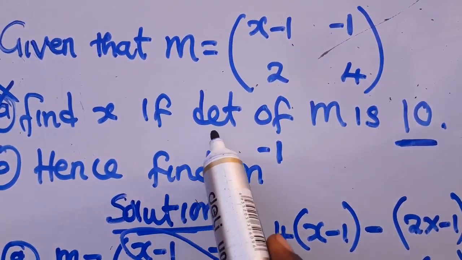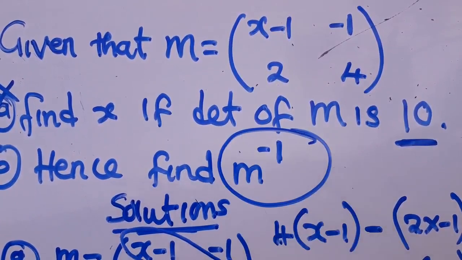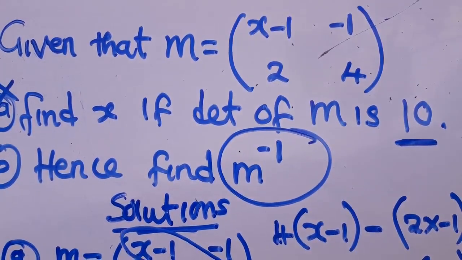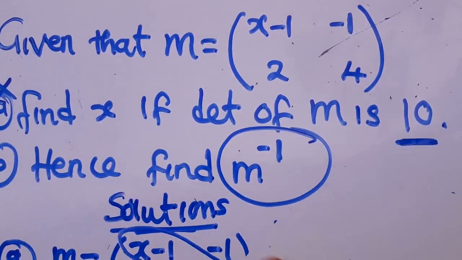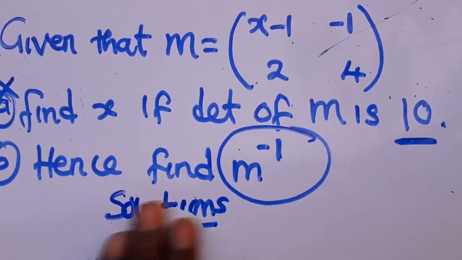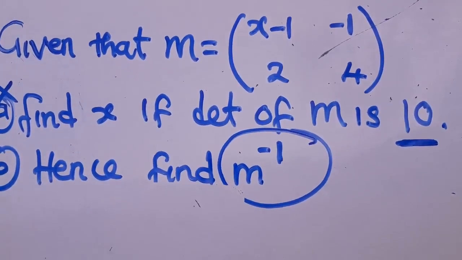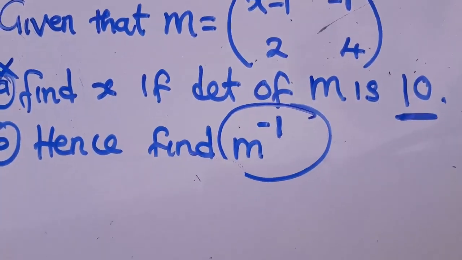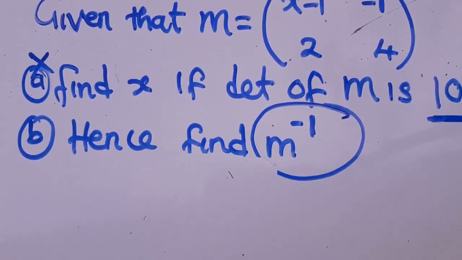The question is saying find m to the power negative 1. It is just the same as you are taught to find the inverse. So how can you answer that one? How can you find the inverse? This is what you are going to do.